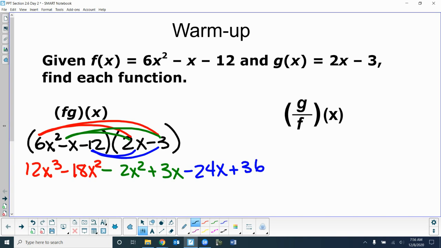So then we would just combine like terms to finish it up. There's only the 1x cubed here. And then these are x squareds, so I can combine those, negative 20x squared. These are x's, which do negative 21x, and then plus 36.